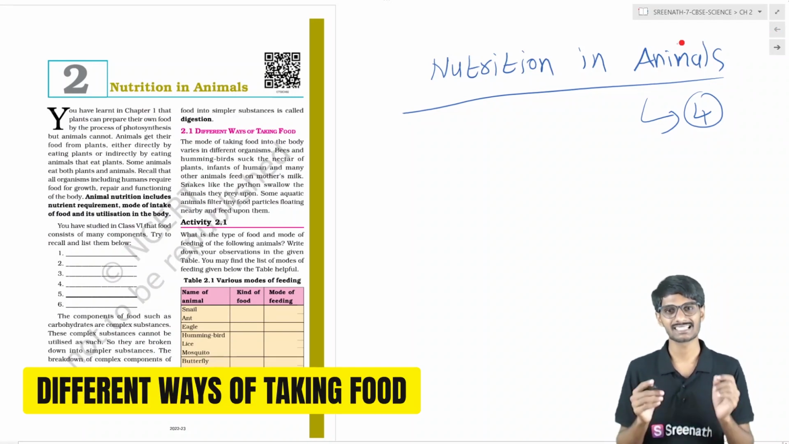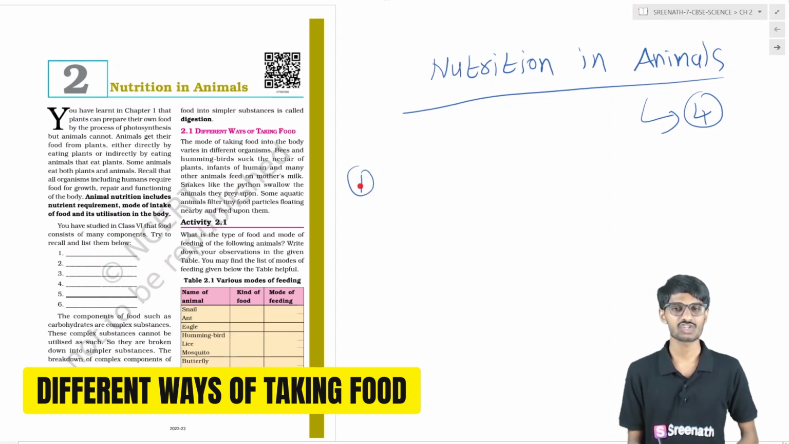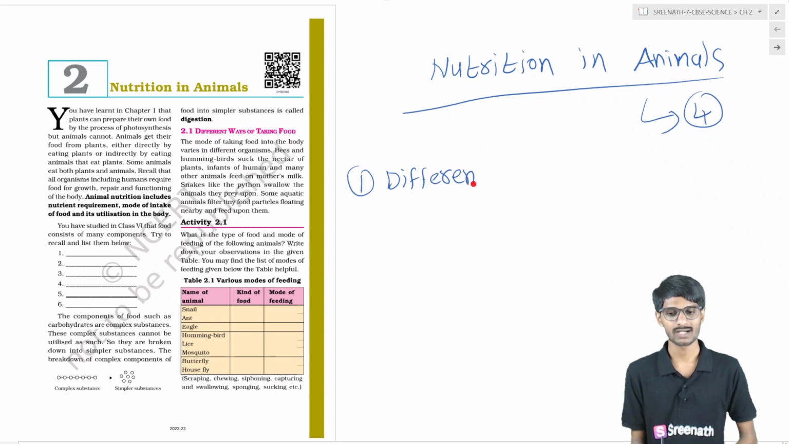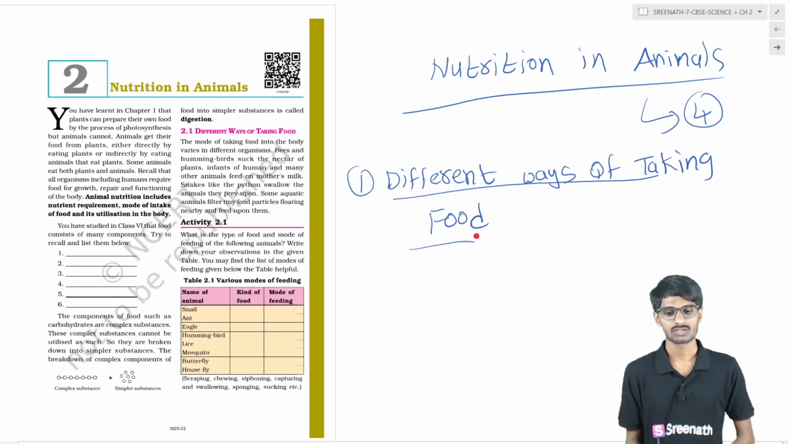Now we are going to discuss each topic in detail. What is the first topic, students? The first topic is different ways of taking food. Basically we take food to get energy. So what are the different ways of taking food?